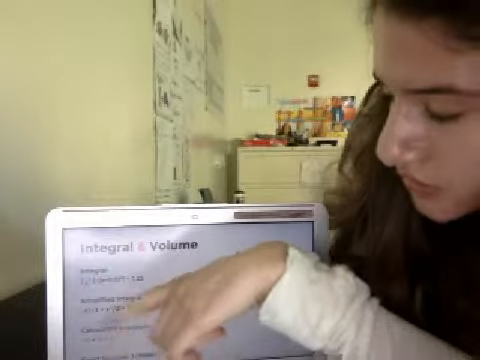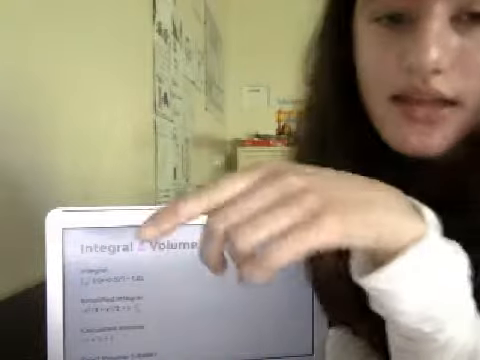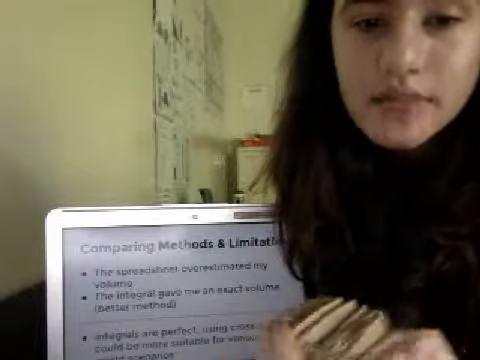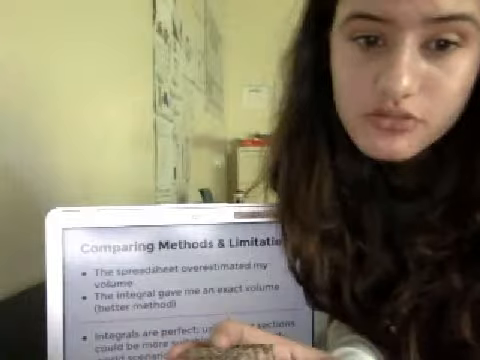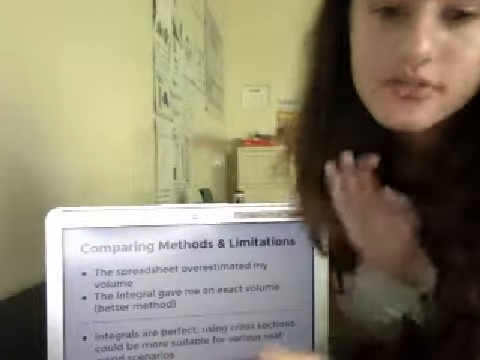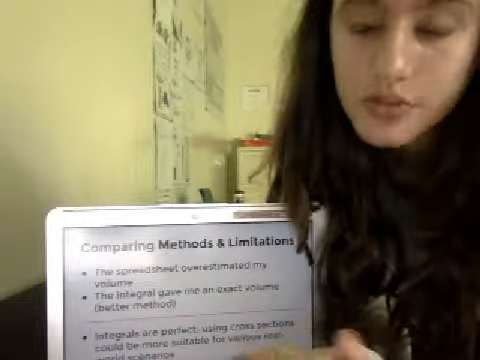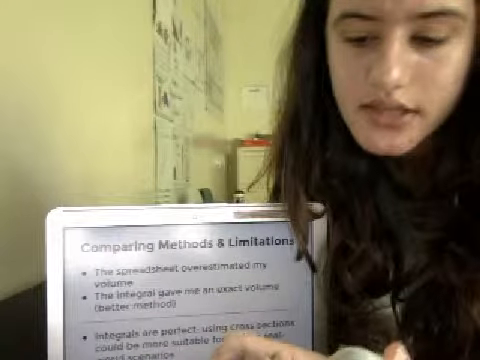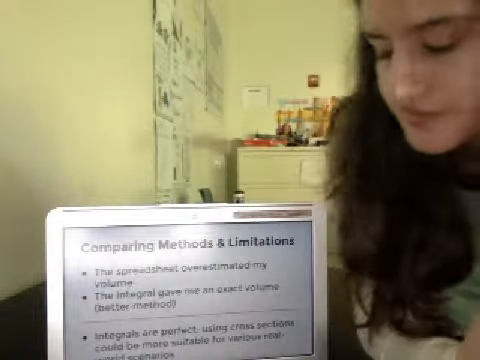After I calculated the volume of negative x cubed over 3 plus x squared over 2 plus x, and then plugging in 1 and 0 from the integral. So basically comparing the methods, the spreadsheet overestimated my volume, and the integral gave me an exact volume, which was the better method, ultimately. And my limitation was that, since integrals are perfect, they can't be used for every scenario because they're too perfect. So sometimes you have to use an overestimation, for example.